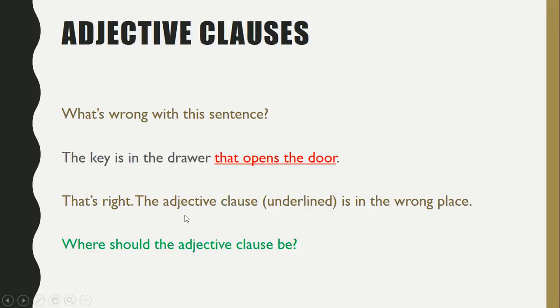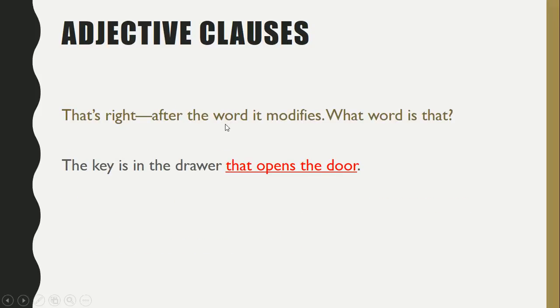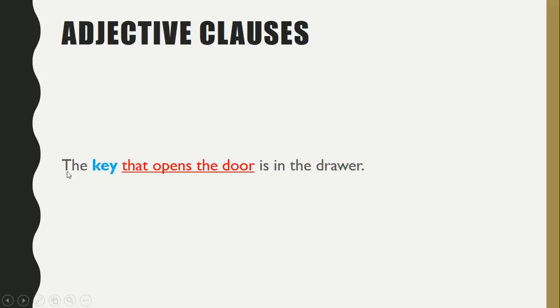So it needs to be next to the word that it modifies. So what word does this modify? That opens the door. It modifies key. So it needs to come right after key. So let's move it there. The key that opens the door is in the drawer.